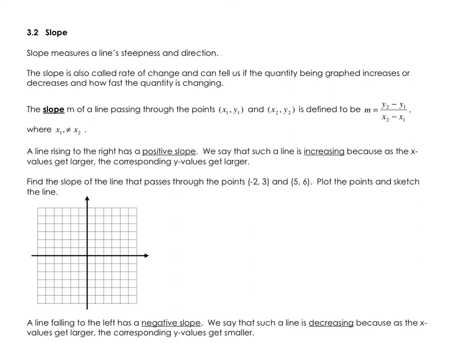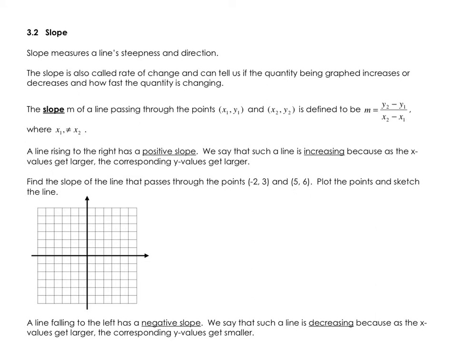Section 3.2, Slope. Slope measures a line's steepness and direction. The slope is also called the rate of change and can tell us if the quantity being graphed increases or decreases and how fast the quantity is changing.